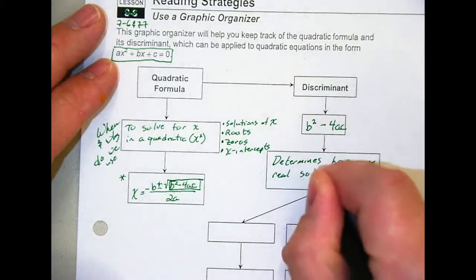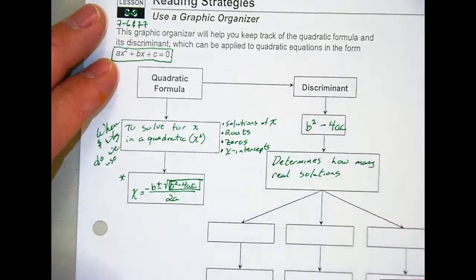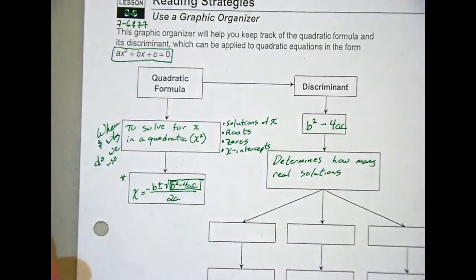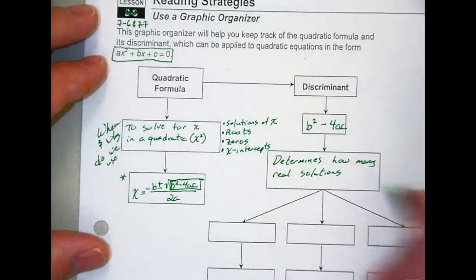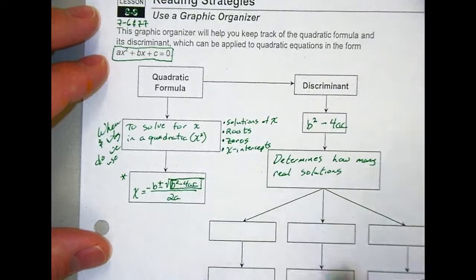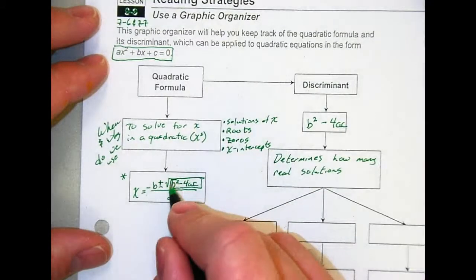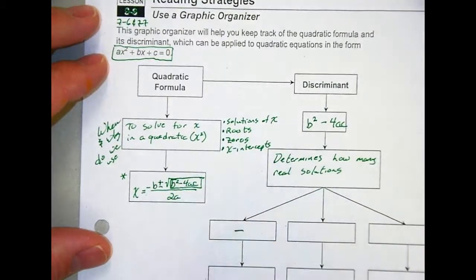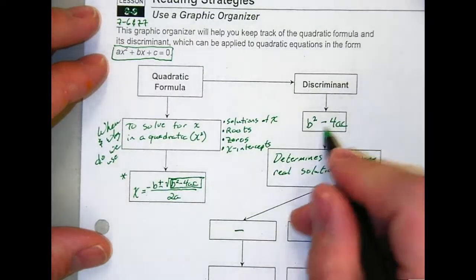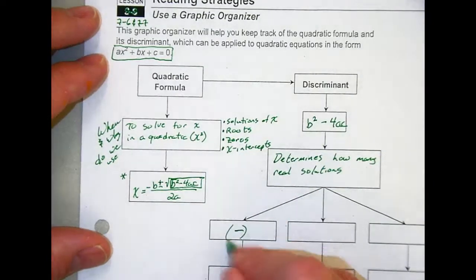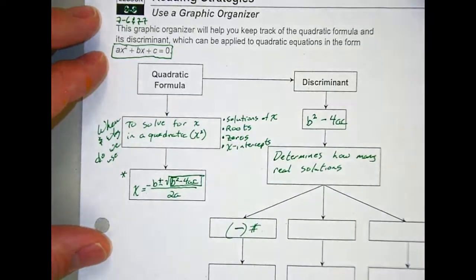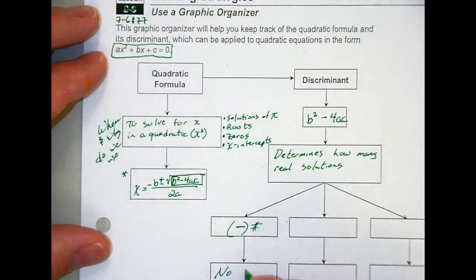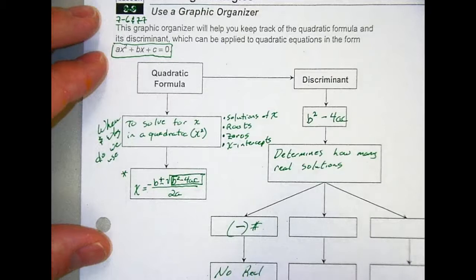Now when I say real solutions, the real may not mean as much to you right now, but when you get to advanced algebra, we start talking about complex numbers, which are non-real solutions. Right now, real solutions just mean the numbers that you've dealt with all throughout math so far. Like Lily said, if the discriminant ends up being a negative number, then there are no real solutions. So it's a no solution.